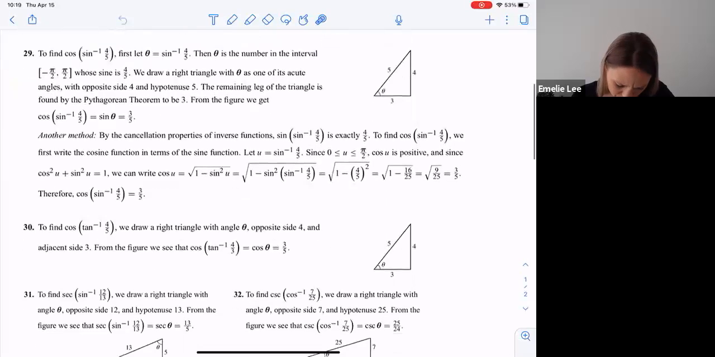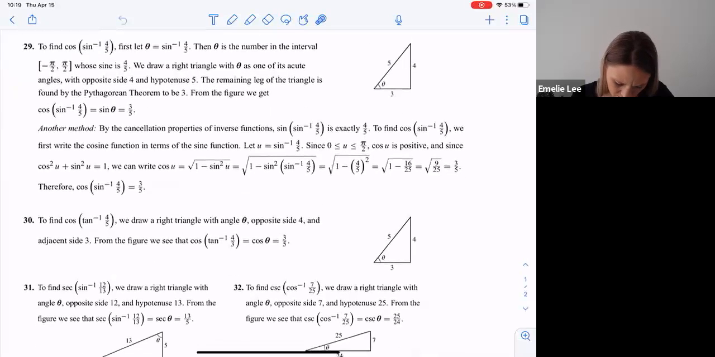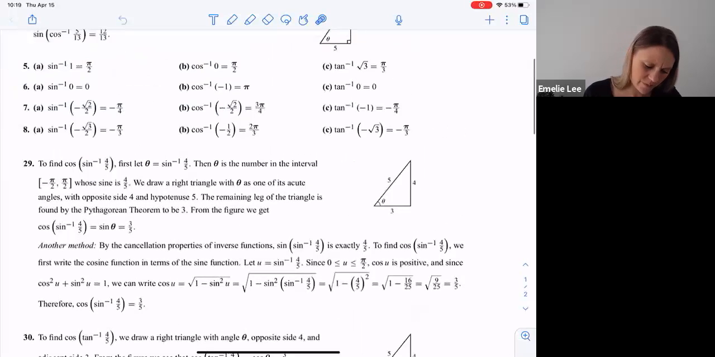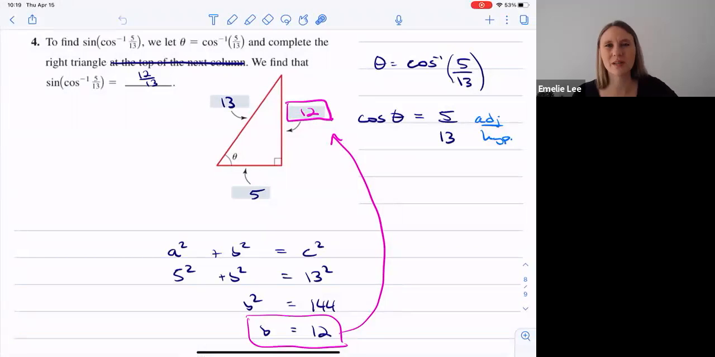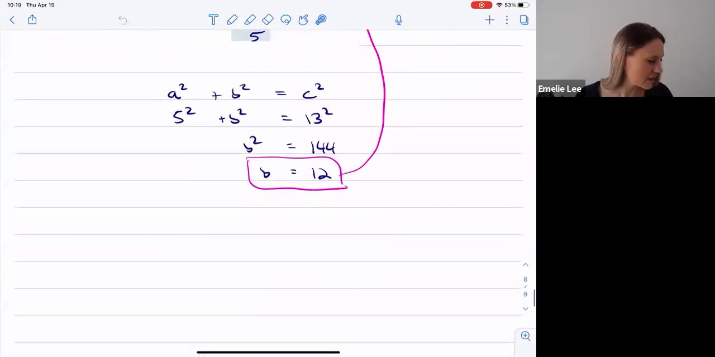Maybe I removed it already. Anyways, there might be one with a typo in the solutions and I don't remember which one, and I'm really sorry about that. All right.